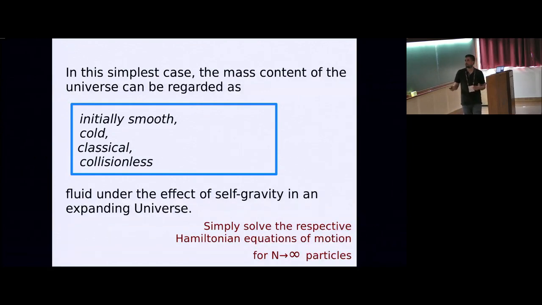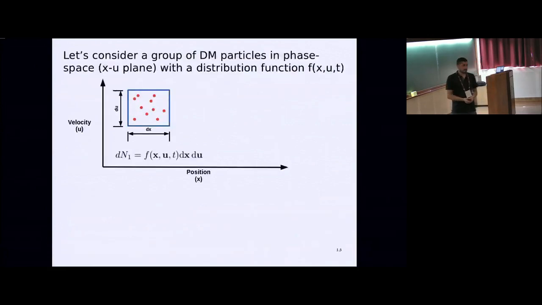You just solve the Hamiltonian equations of motion for many, many particles, and that is a solution for the evolution of the universe itself, right? So how do we do this, right? So let's start by considering a group of particles. These are going to be our dark matter particles in phase space. So phase space means position, velocity.